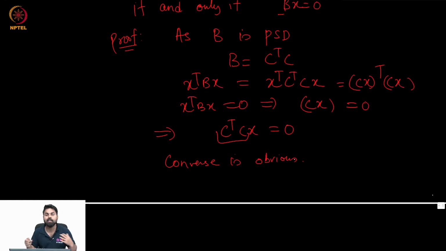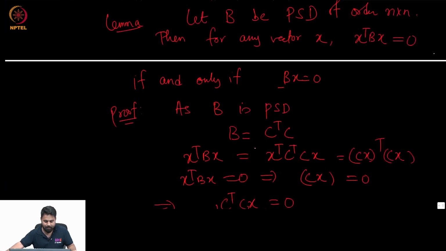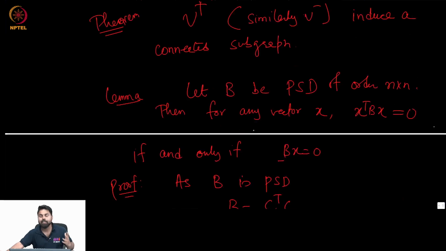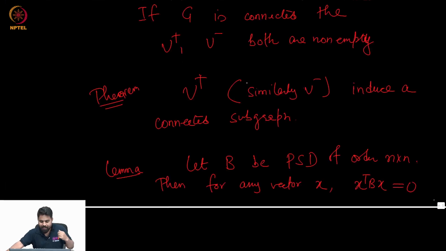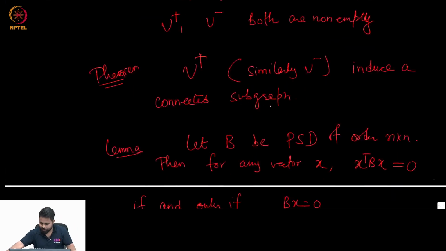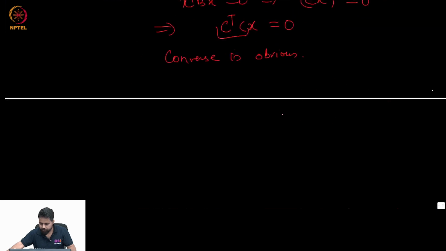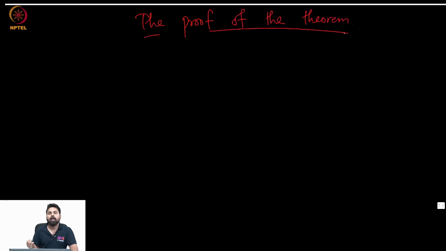Very good. So we will make use of this result to prove the main theorem for today. The theorem is that V plus induces a connected subgraph. Remember what V plus was? V plus was all the vertices in G such that the corresponding entries in the Fiedler vector are non-negative. So let us prove the theorem. Since the Fiedler vector has to be perpendicular to 1, V plus is non-empty.